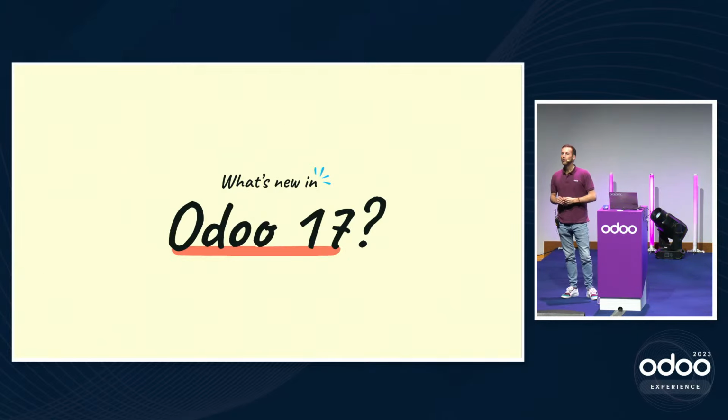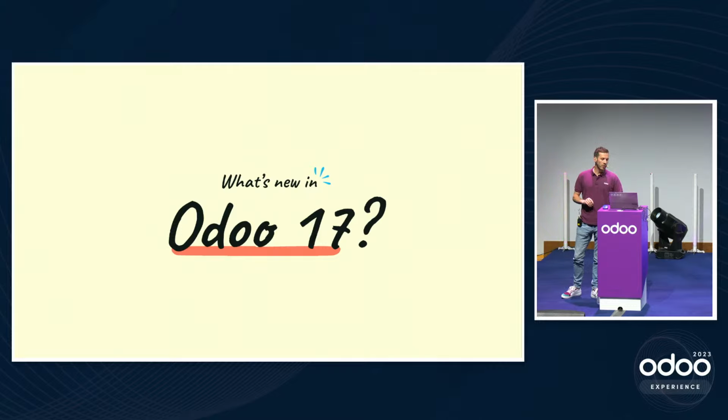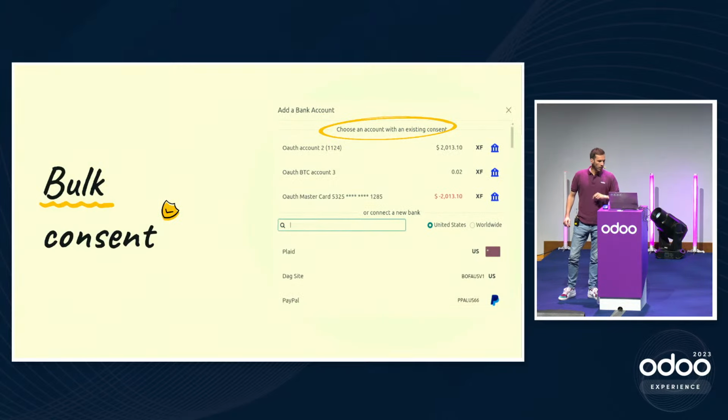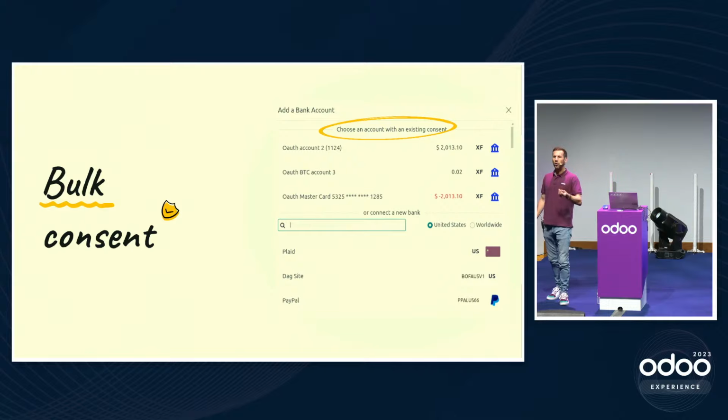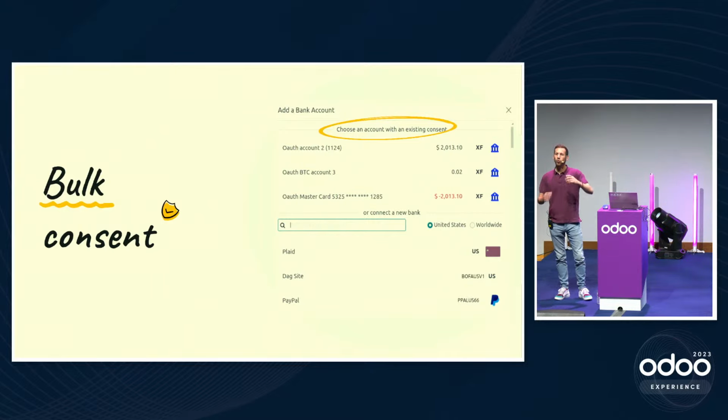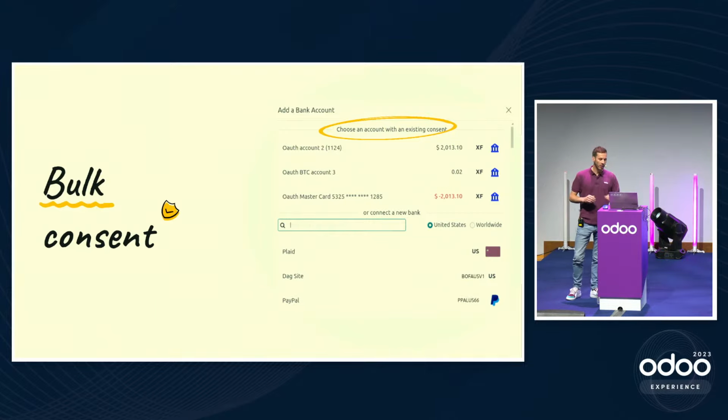So, what's new regarding the bank synchronization in Odoo 17? First thing, we completely streamlined the way you can manage your bank synchronization. So now, you can manage everything from one place. Also, we changed the way you grant access to your bank account, if I can say it like that. From now on, we are doing it by bank journal. But if you have several bank accounts, you only give your consent to all of them, and Odoo will keep in memory the ones which are not yet linked to a bank journal.